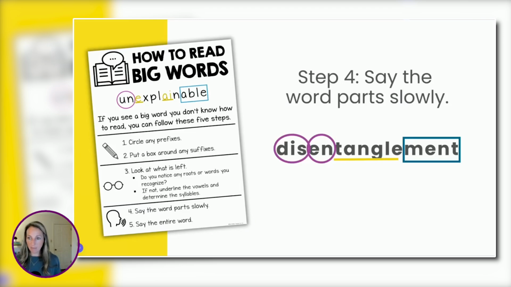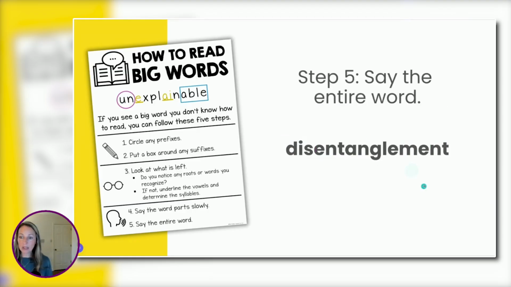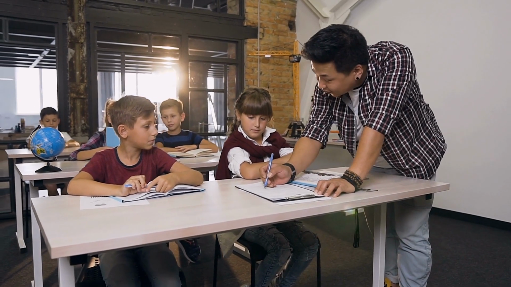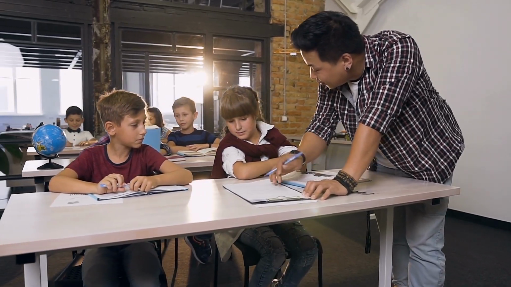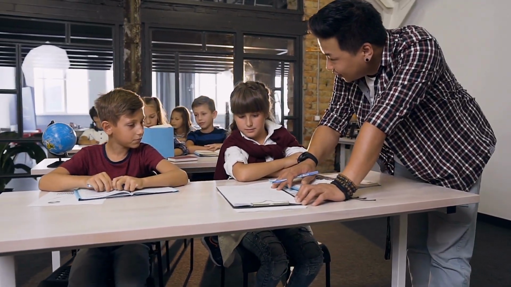So when they're at part 4, they're saying the word parts slowly. So they have dis, en, tangle, ment. And maybe they need to do that a couple times, but eventually they should be able to say the entire word, disentanglement. And if they take the time to circle the prefixes, box the suffixes, and look at what is left, then they are able to confidently read really long words. And then you have to think, for students who historically struggle with reading, if they can look at a 15-letter word and read that with confidence, that is going to be a huge boost to their self-esteem.